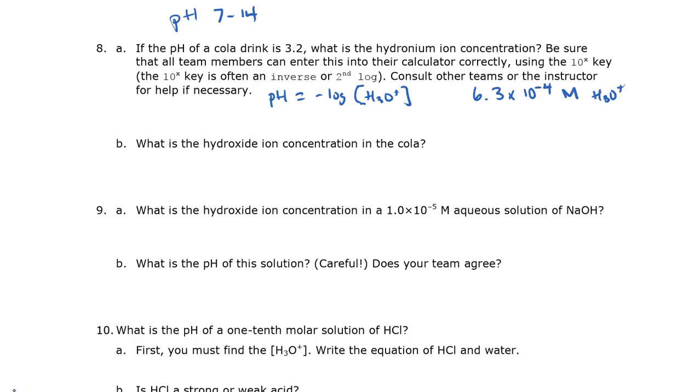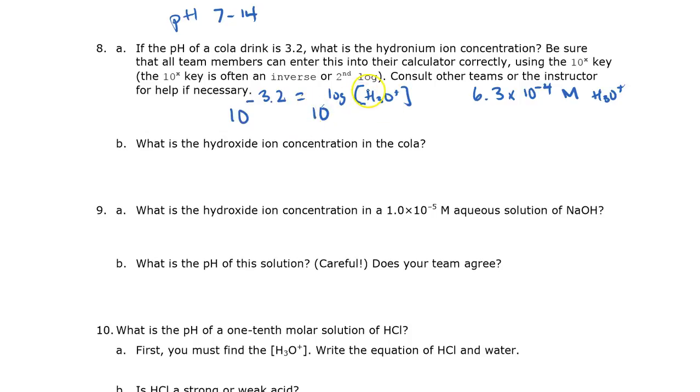Alright, so the answer is 6.3 times 10 to the minus 4th molar. Is that what you got? If not, let me walk through the math or the algebra on this. Since pH is the minus log of the hydronium concentration, and this is now 3.2, the way to do the math is to take the negative of the 3.2, which gets rid of this negative, and then take 10 to the power of that.